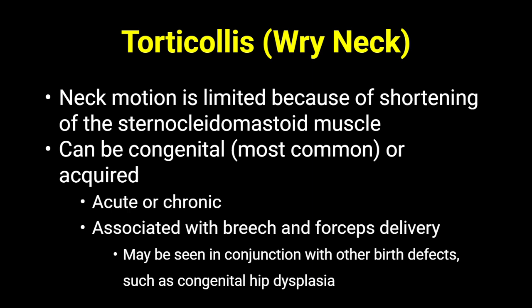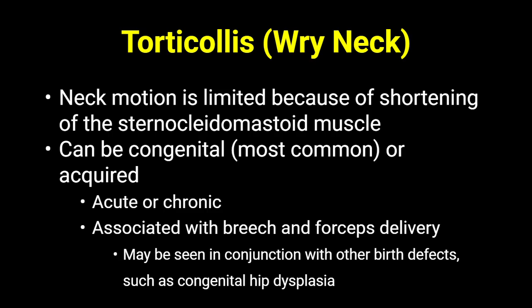Several birth factors increase the risk, including breech presentation, difficult deliveries, forceps-assisted delivery, and limited space in the uterus, particularly with multiple gestation. The muscle may develop fibrosis, causing permanent shortening if left untreated. The slide also mentions that torticollis may occur along with developmental dysplasia of the hip, or DDH. This is an important association.